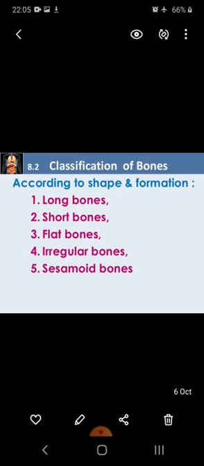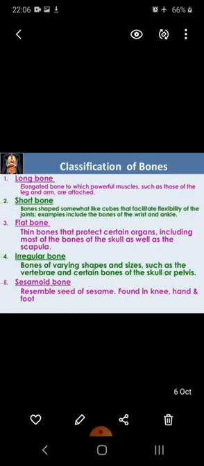Now, we will discuss the classification of bones. As you know, you must have studied this in your previous class also. According to shape and formation, we have long bones, short bones, flat bones, irregular bones, and sesamoid bones. So this is the classification of bones according to shape and formation. Now we will briefly discuss these bones.